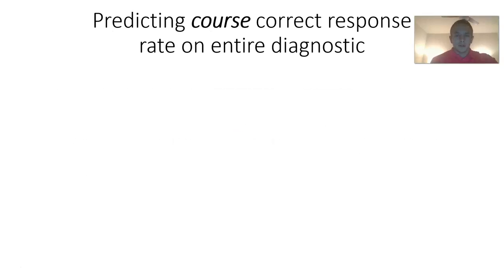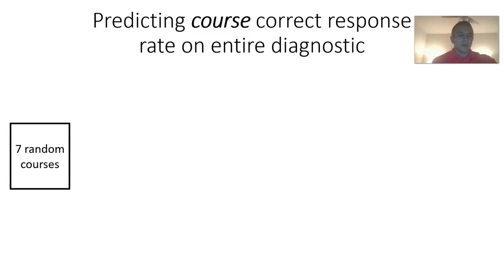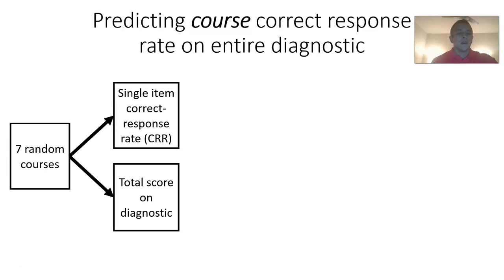So, predicting course correct response rate. That is how a course on average does on our diagnostic. Here's an example. Say we have 7 random courses. In our samples, we have algebra-based courses and calculus-based courses from different semesters and schools. We give them the diagnostic, and then we evaluate their total score and also their score on a single item, which we call a predictor. From that, we can draw a model that takes the correct response rate of the single item and predicts the total score.